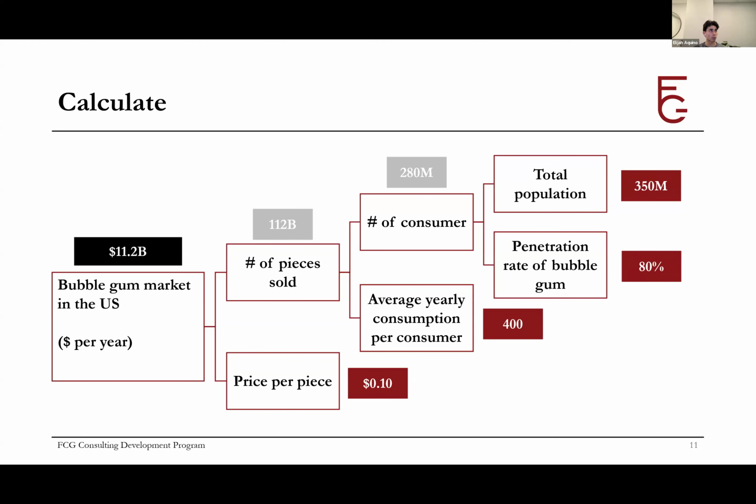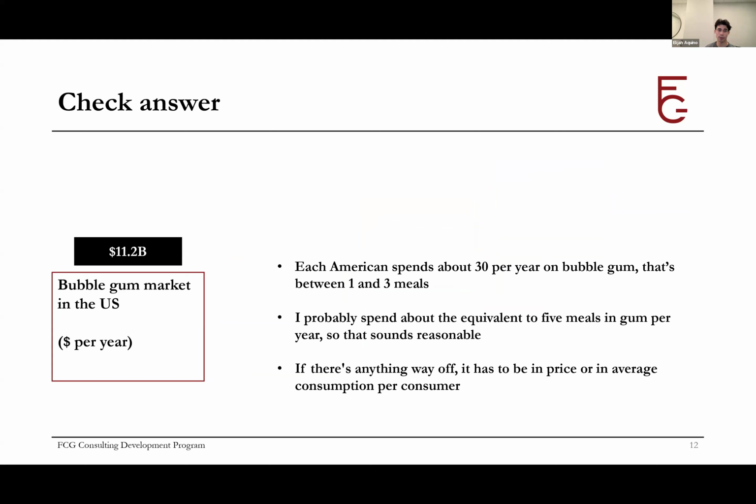At the end, what we want to do is actually check our answer. This is the fourth step after we've chosen our assumptions. Now we calculated, and now we want to reality check this answer. So is $11.2 billion actually reasonable for the bubblegum market? It's kind of hard to check this answer, but you could use different figures. If you think about it, each American spends about $30 per year, according to this $11.2 billion.